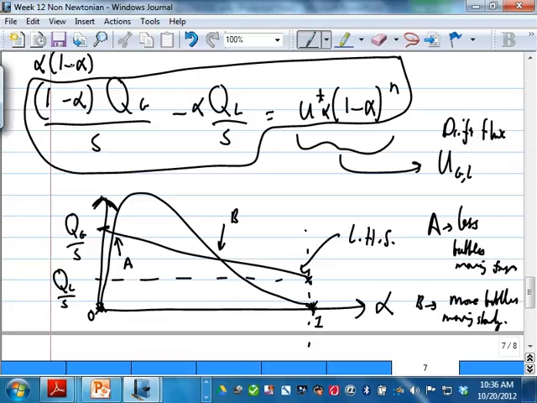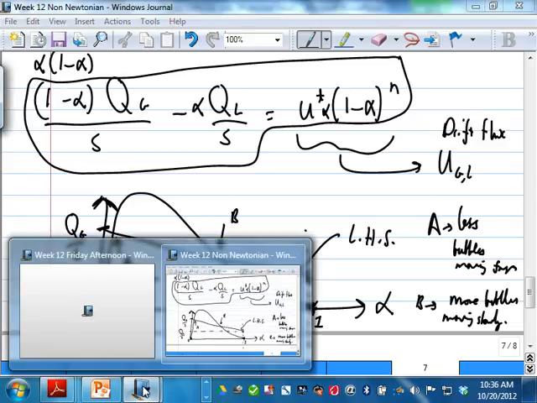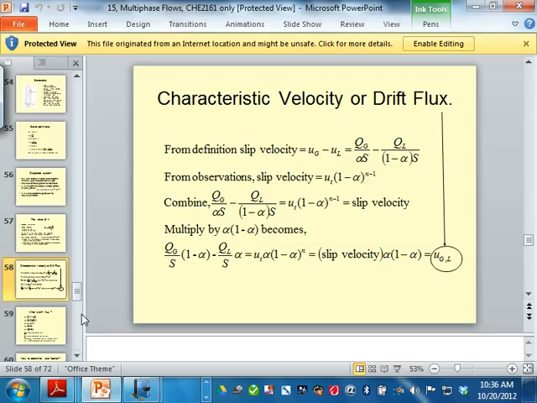As I said earlier, more bubbles will be moving slowly. Is that okay? So now I see some people a bit sleepy, so we'll do the problem now. We've done enough theory here to do some problems. Shall we?